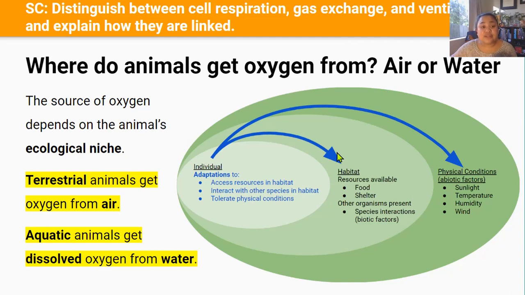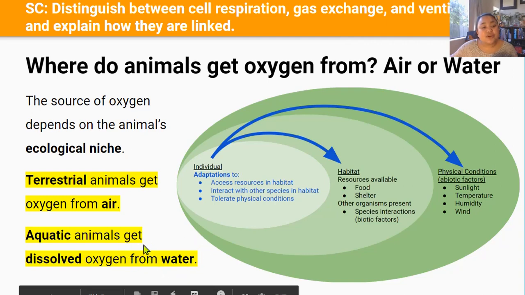Now humans, like all mammals, and crickets, like all insects, are terrestrial animals. That means they live on land, and because they live on land, they get their oxygen from air. Now snapper, like all fish, are aquatic animals, which means they live in bodies of water. Specifically, they live in the ocean, and they get their oxygen from water.